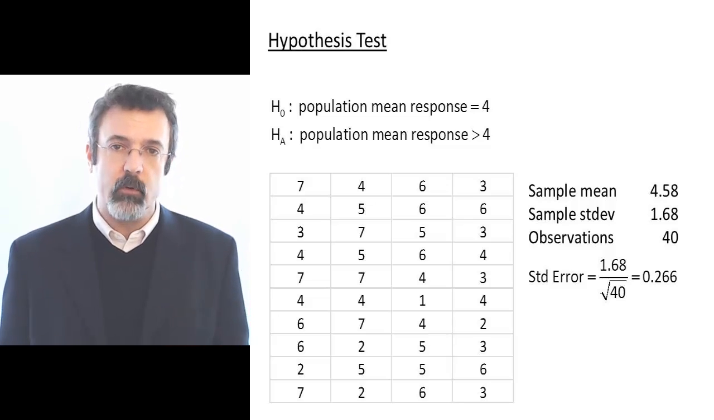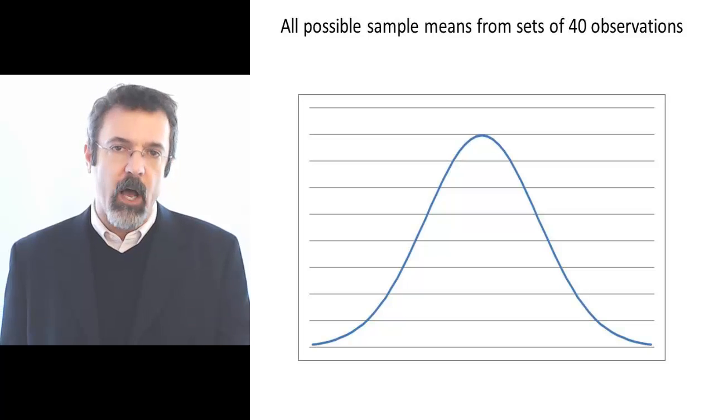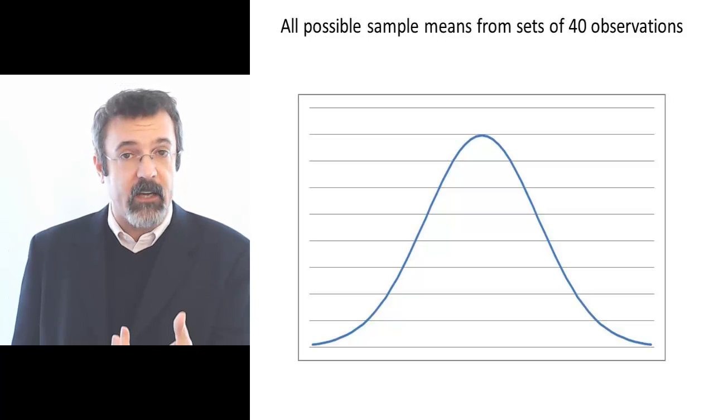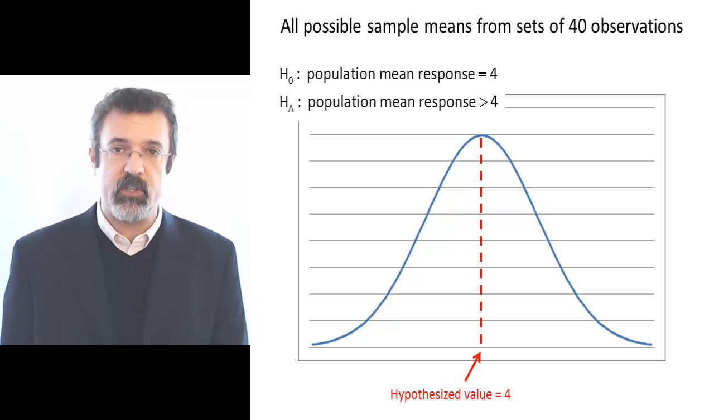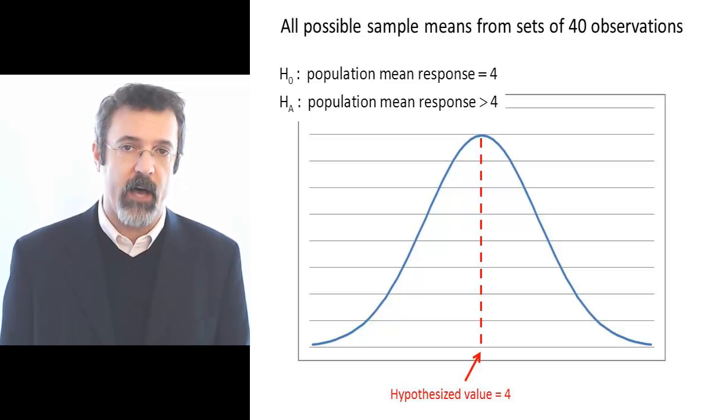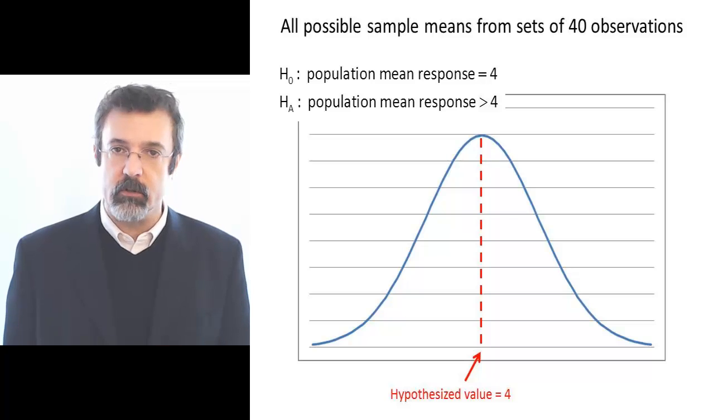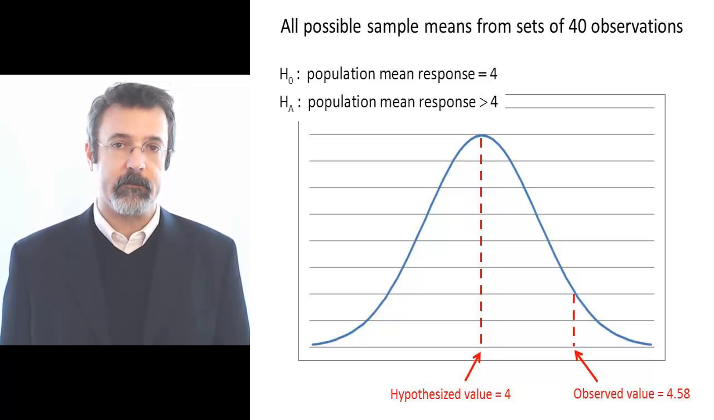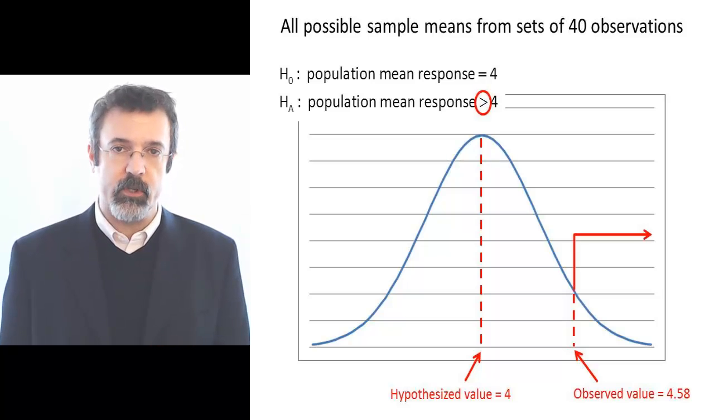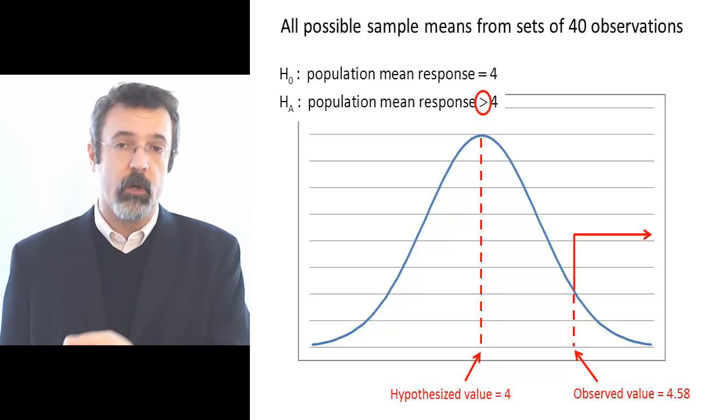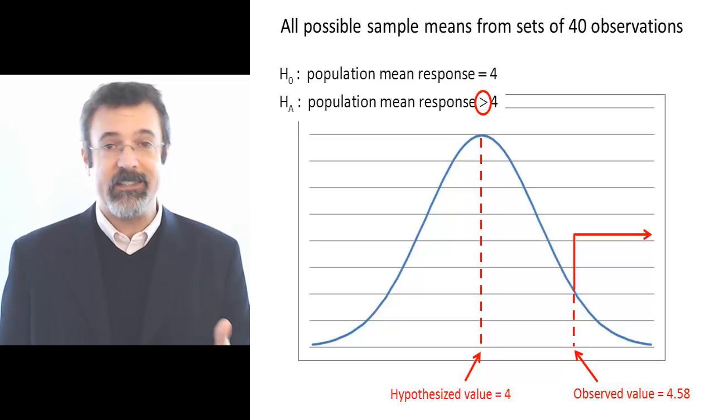We begin by looking at the distribution of all possible sample means we might get from samples of 40 students. We're assuming that the center point of this distribution is 4. That's our null hypothesis. What we actually observed was a mean of 4.58. To find the p-value, we look at the area under the distribution from what we observed toward the alternative side of the distribution, in this case to the right.